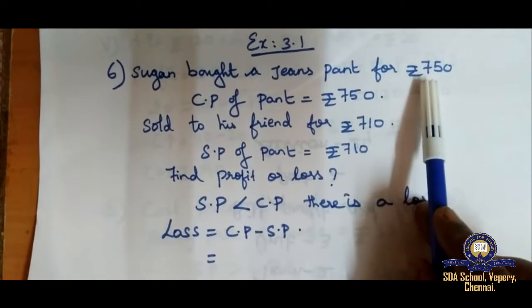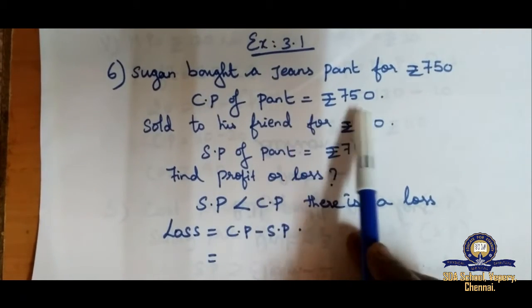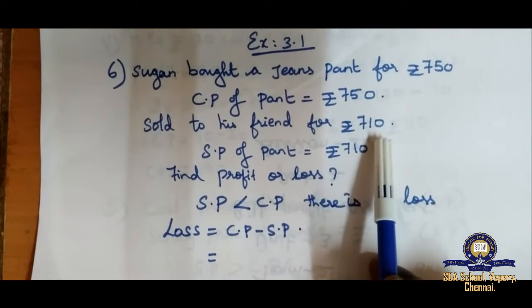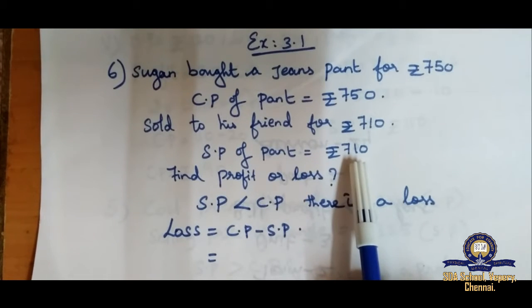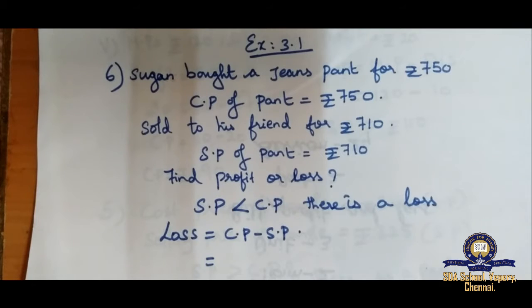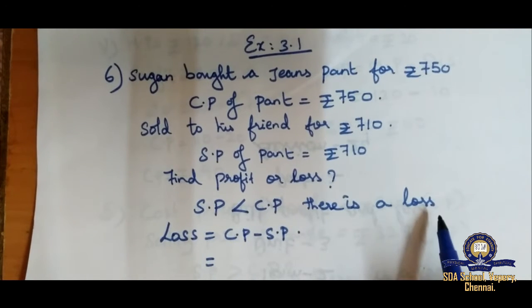Sugan bought a jeans pant for rupees 750. Cost price of the pant is equal to rupees 750. Sold to his friend for rupees 710. So selling price of the pant is 710. Find profit or loss. This is the question. See, is SP lesser or is cost price lesser? Selling price is lesser. So selling price being less means there is a loss.